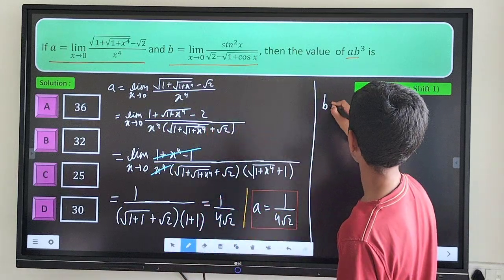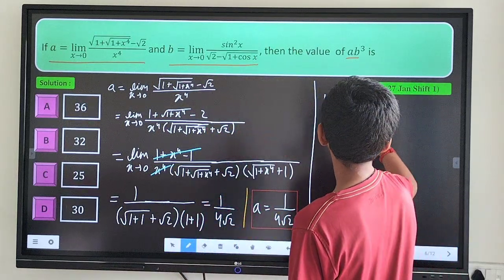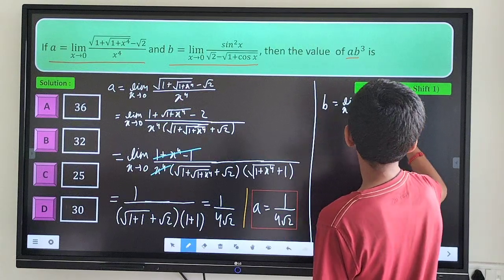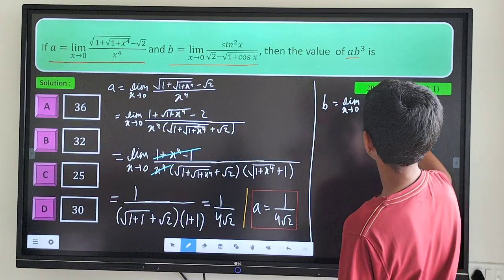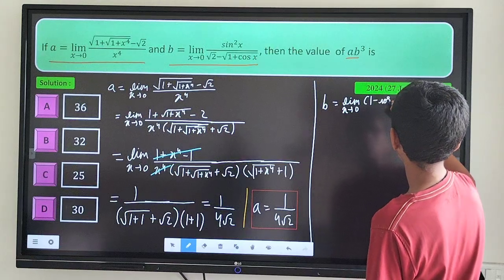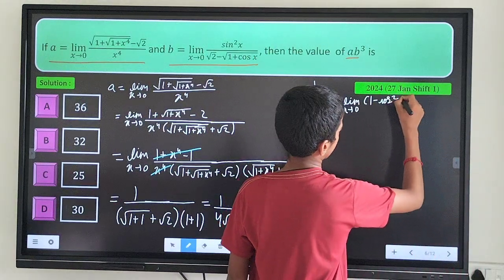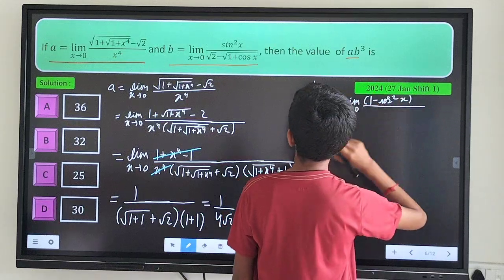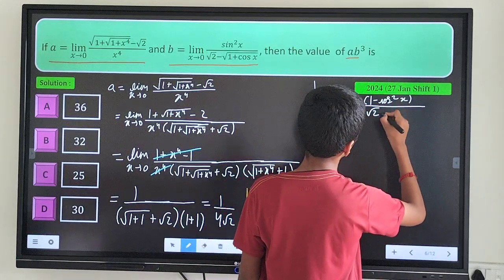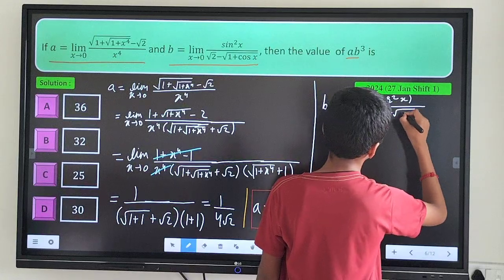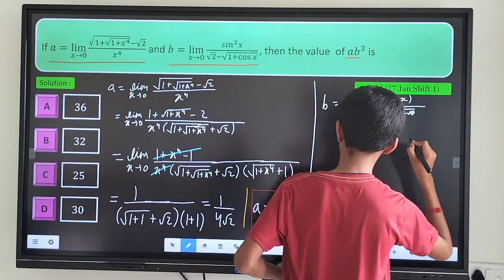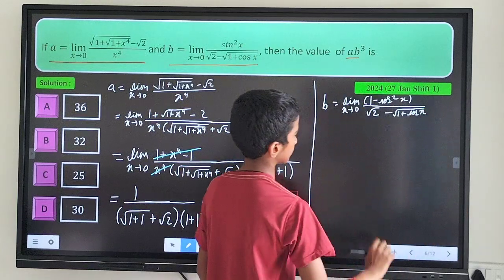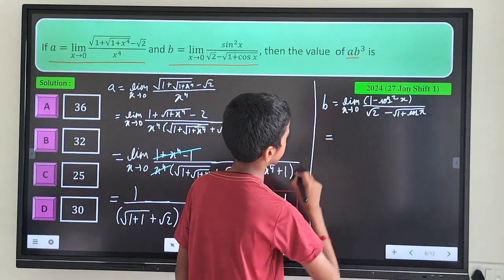Now let's find the value of B. Our B is equal to limit x tends to 0. We can write our sin square x as 1 minus cos square x upon under root of 2 minus under root of 1 plus cos x. Now in this case we will rationalize the denominator.